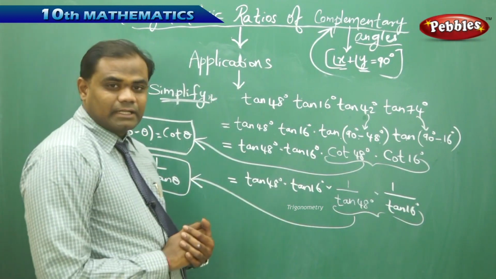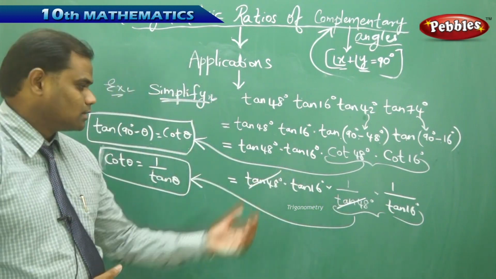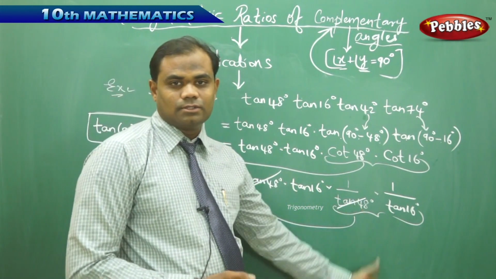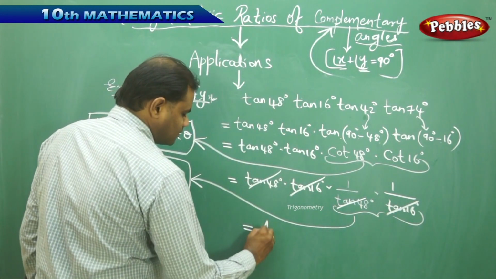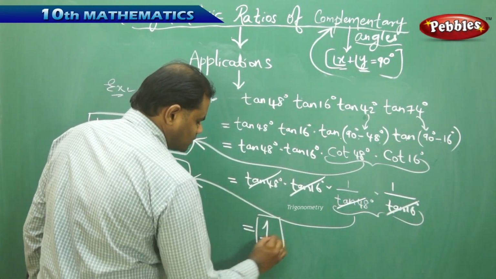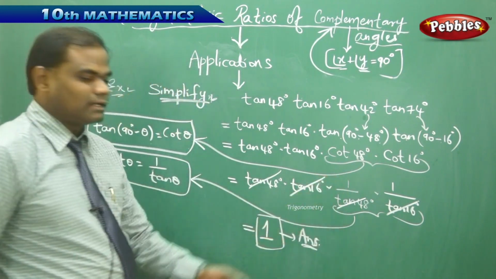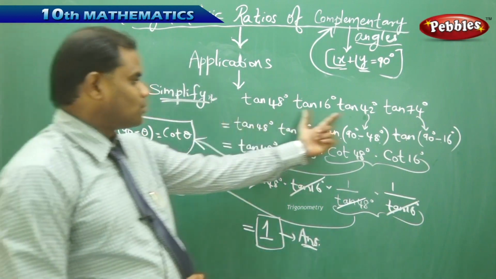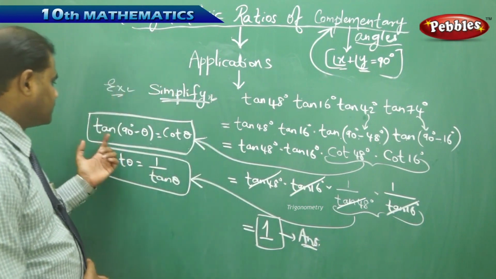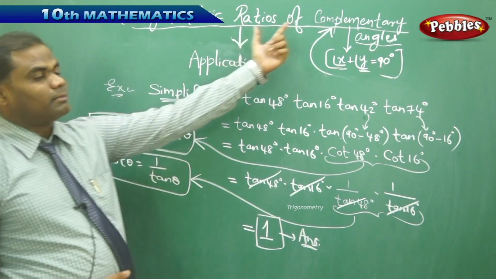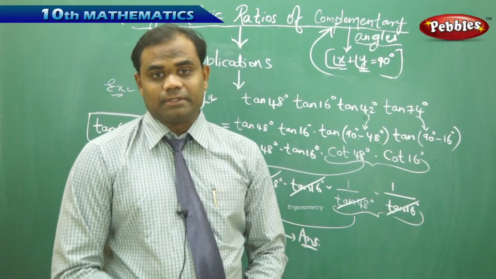Now next, immediately I see that these two tan 48s get cancelled because one is in the numerator and one is in the denominator. Similarly, this and this get cancelled, and I finally get 1, which is the required answer. That is, when I simplify this product, I get the answer as 1, strictly using the trigonometric ratios of complementary angles, one of the applications in the branch of mathematics.